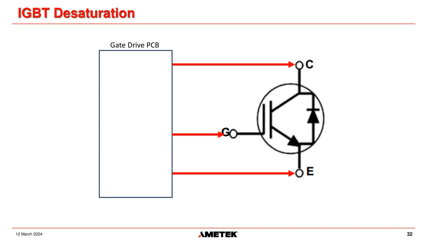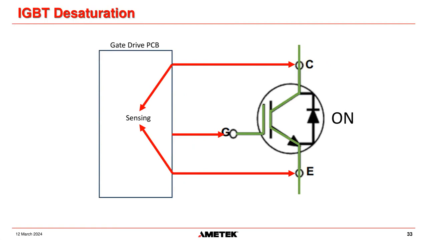And the way that we do that is by using what's called a desaturation circuit. Okay. And what a desaturation circuit does is it uses a method of monitoring the voltage across the collector emitter of the IGBT when the IGBT is switched on, and that's done on the gate drive PCB. So you can see here, we have our gate drive PCB here. That generates the gate signal to the IGBT to turn it on. And then we have this point here and this point here, which is the collector and the emitter. We're going to monitor the voltage across the collector emitter.